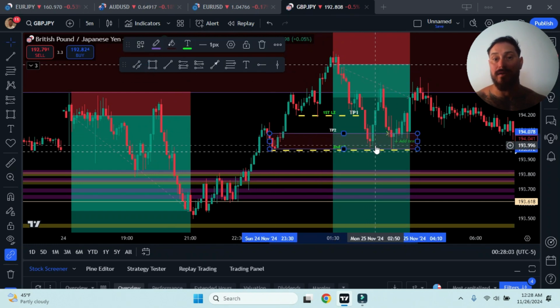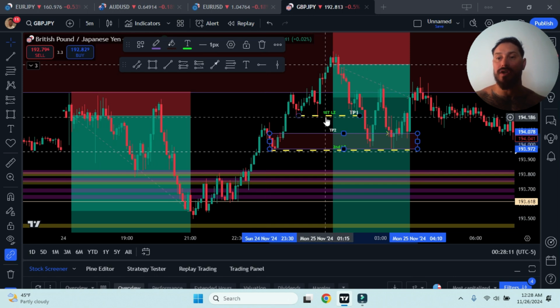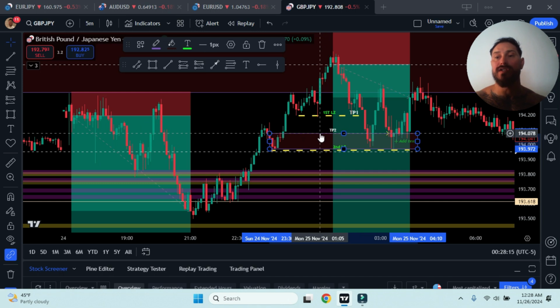which it did here. So what I would prefer to do, and what I would recommend is, instead of taking profits on your first liquidity zone, which is here, I would say take profits as it moves into the order block of the second liquidity zone, because this tends to be a higher reversal point.